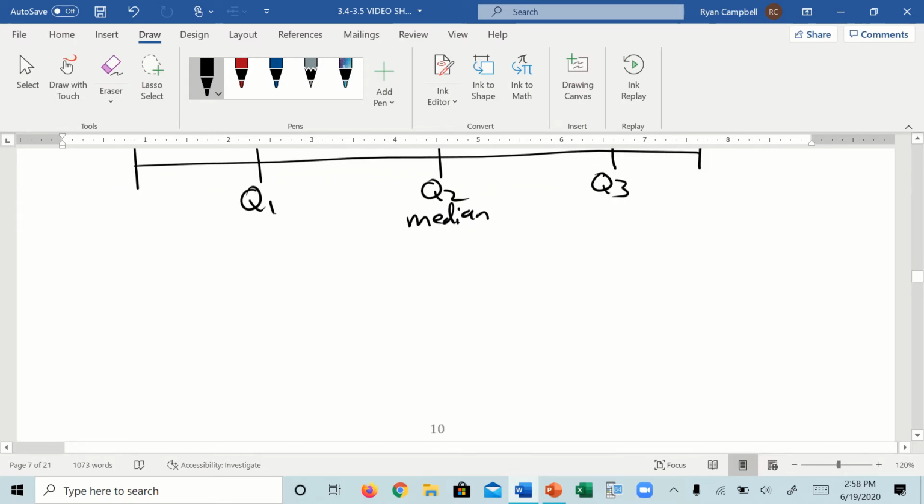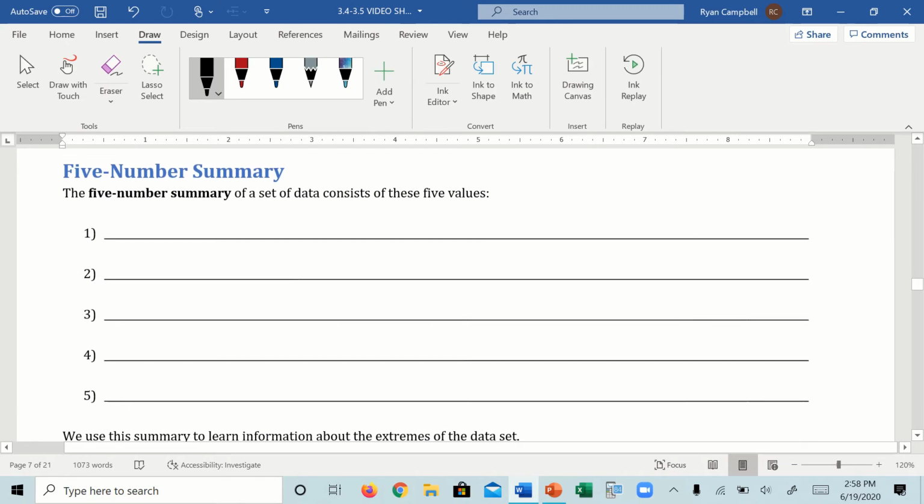Speaking of 5-number summary, I wonder what this is. Yeah. So this is exactly what we just talked about. As long as you have these 5 numbers, you're good to go.